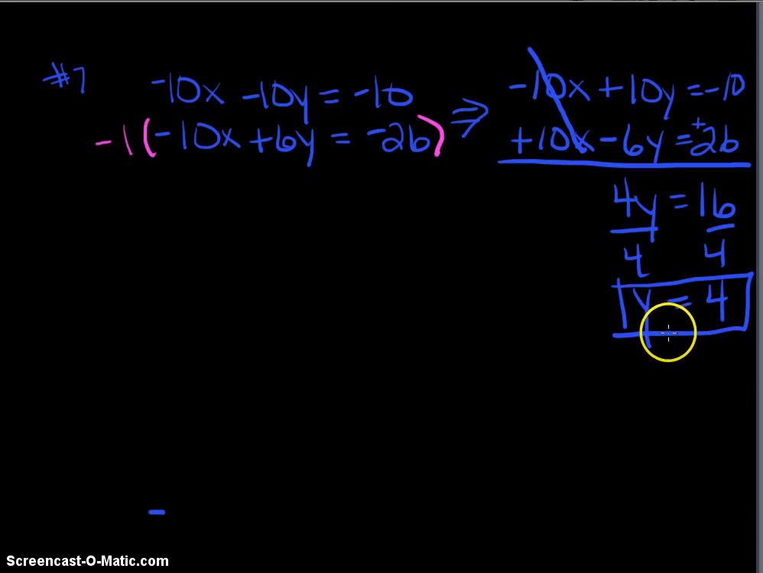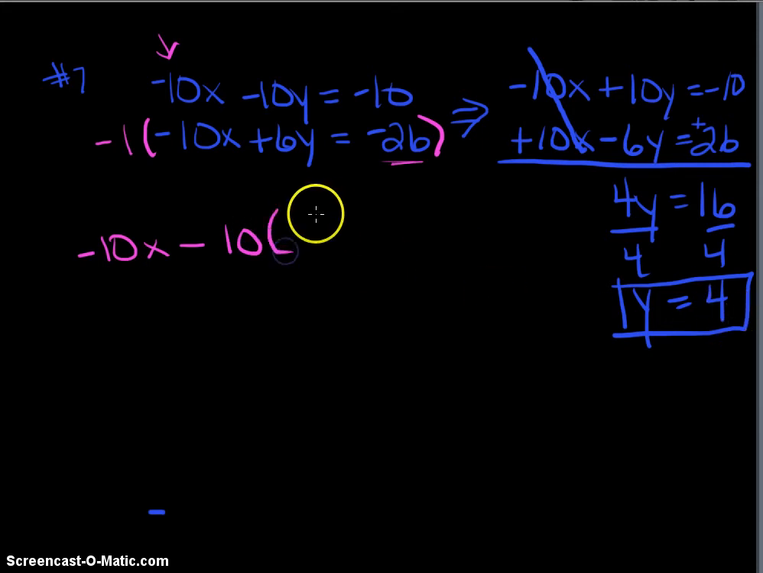Am I done? Your answer should be no. I need to find an x. So what I'm going to do is go with this first equation here just because this negative 26 seems too big for me to work with. So I'm going to start off at negative 10x minus 10, and because I already have my y, I'm going to substitute in my y here equals negative 10, and y is 4. All right, so I'm substituting in 4 for y.